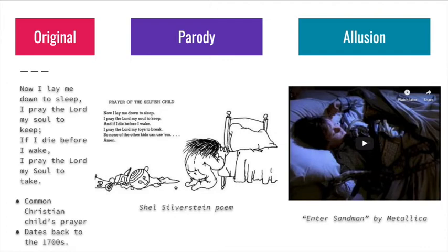So we'll take the original text, which is on the left, and it's a common Christian child's prayer that dates back to the 1700s, and most everyone has heard of this, but I'll go ahead and read it just in case, which is, "Now I lay me down to sleep. I pray the Lord my soul to keep. If I die before I wake, I pray the Lord my soul to take."